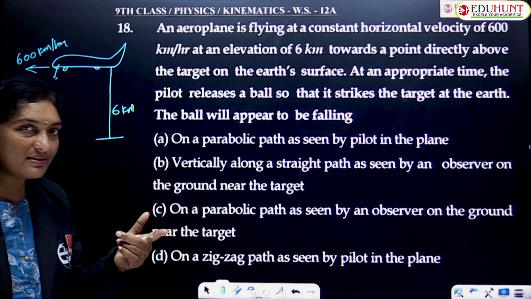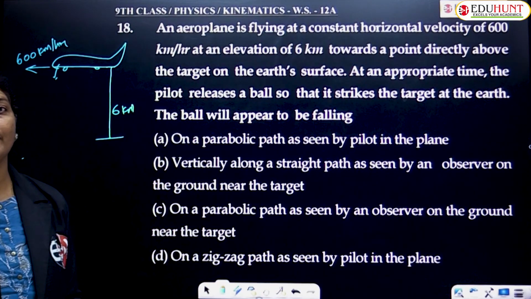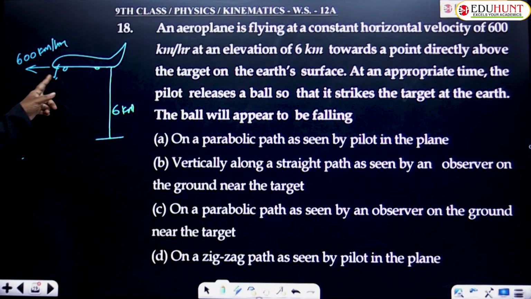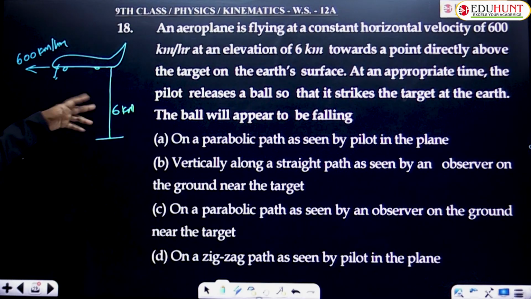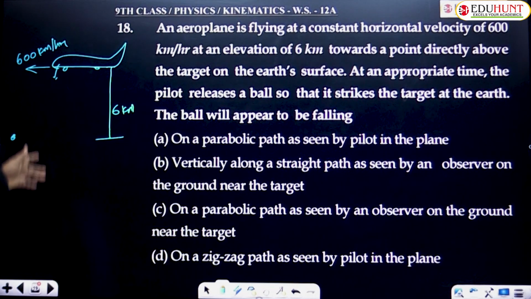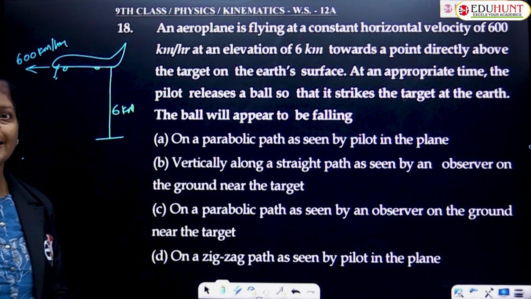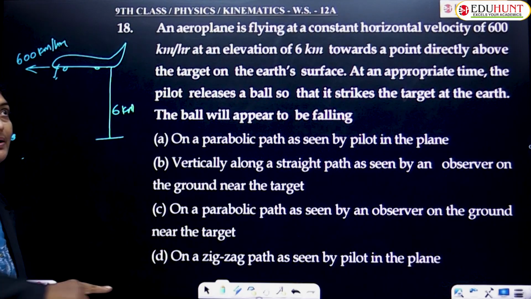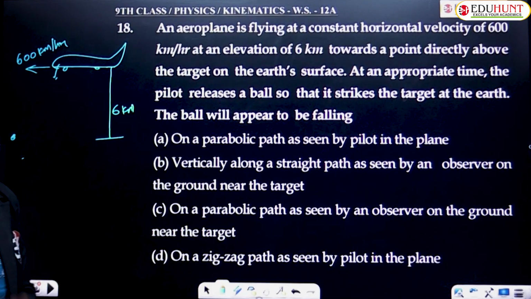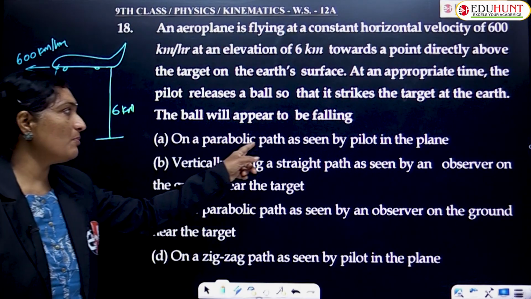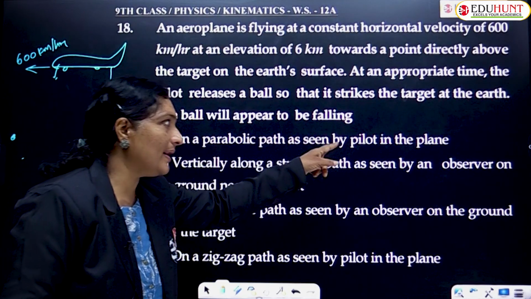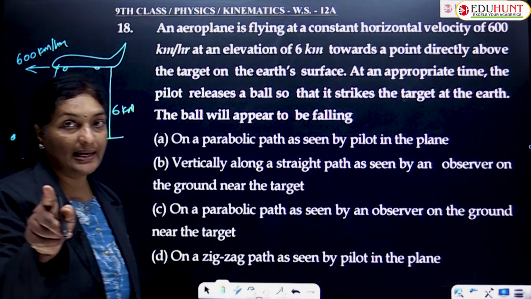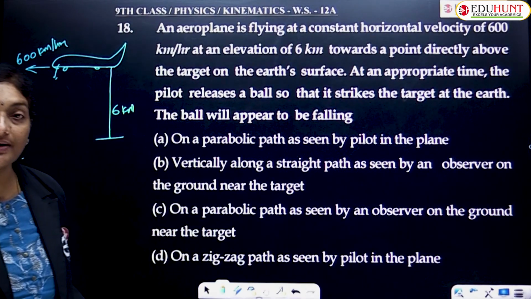Suppose it is seen by the pilot. Because the velocity of the pilot is equal to the horizontal velocity of the ball, the ball appears to be falling in a straight line for the pilot. But for the person on the ground, it appears as a parabolic path. These two conditions we know already, which we have discussed. So, on a parabolic path as seen by the pilot in the plane? For a pilot in the plane, it appears as if it is falling in a straight line.